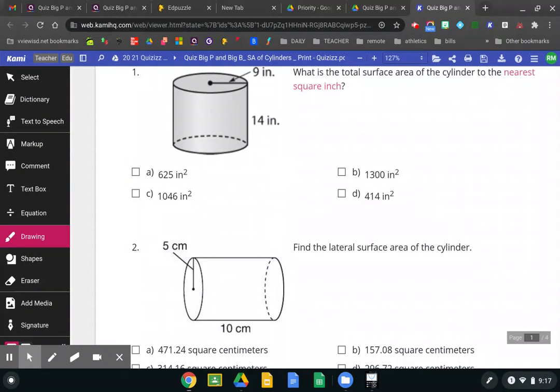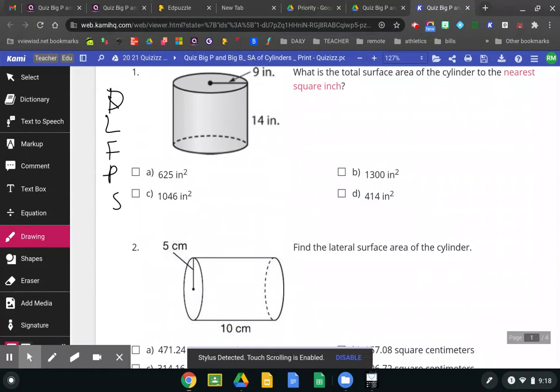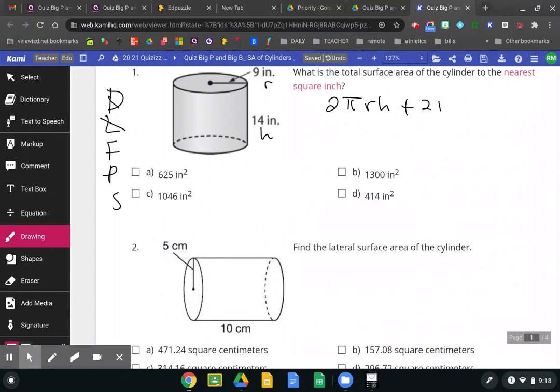First things first, remember: draw, label, formula, plug in, show your work. The draw's already in. Label: this is your radius, and that is your height. Your formula, total surface area, this is the long one: 2 pi rh plus 2 pi r squared. Now we're ready to plug in: 2 pi times 9 times 14 plus 2 times pi times 9 squared.